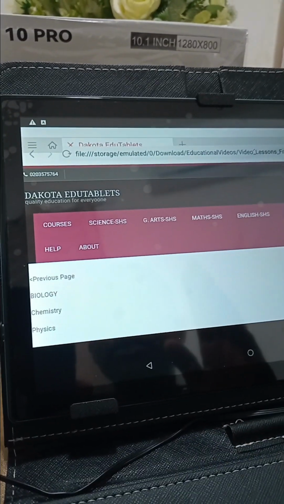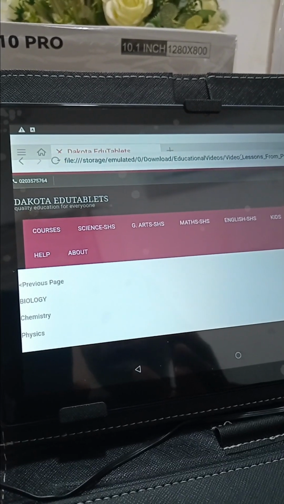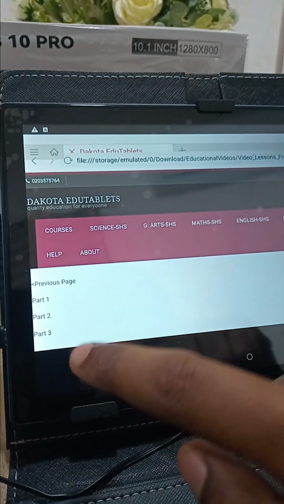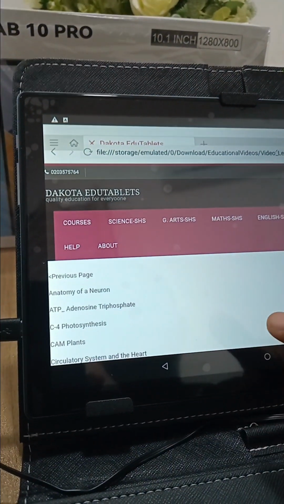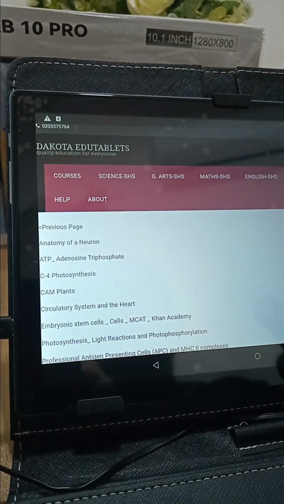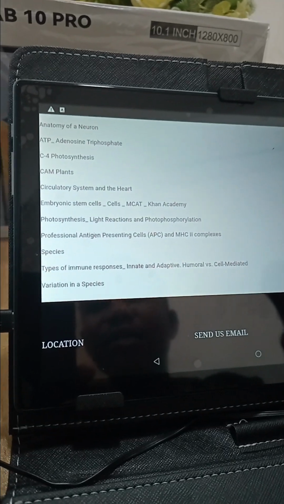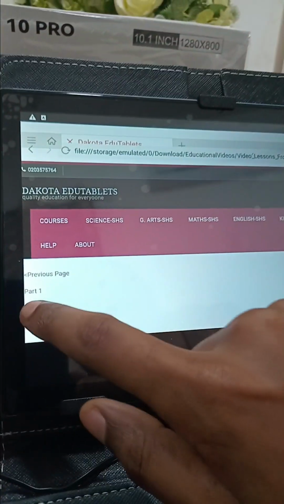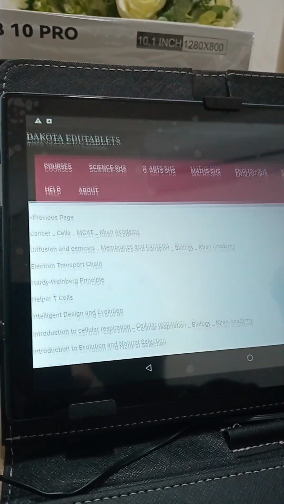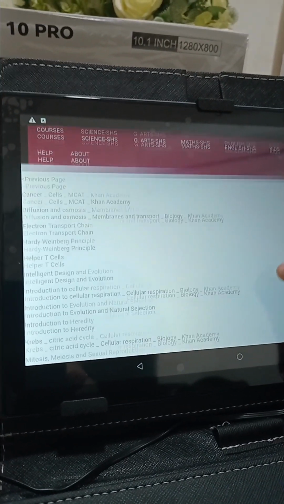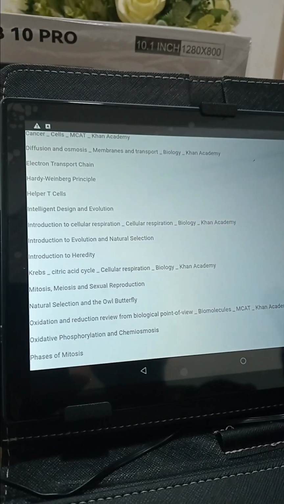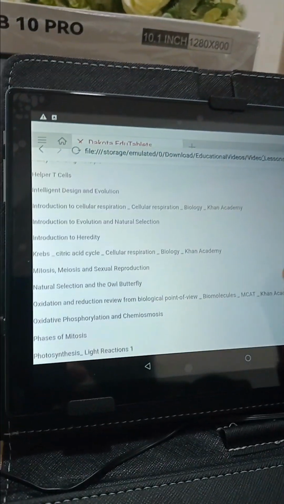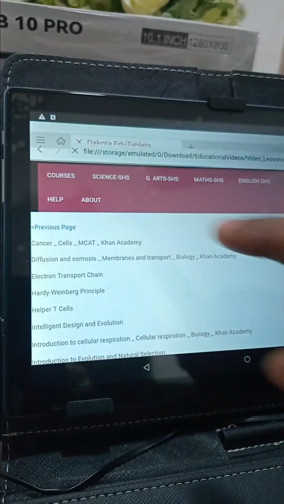When you come to science, we have biology, chemistry, and physics. When you go to biology, we have biology part 1, part 2, and part 3. In biology part 1, we have the anatomy of a neuron, photosynthesis, plants, circulatory system and the heart. In part 2, we have cancer cells, diffusion, osmosis, electron transport chain, the intelligent design, evolution, introduction to evolution, natural selection. You can have access to all of this information without the internet.